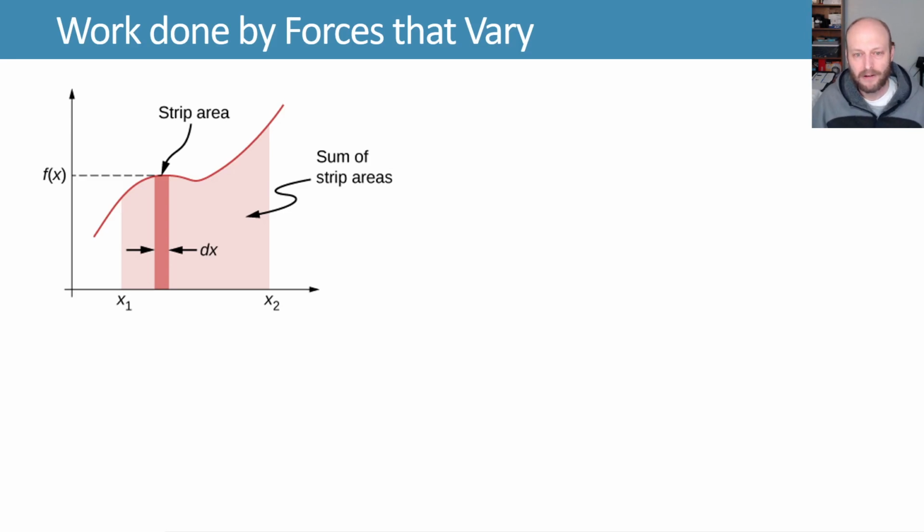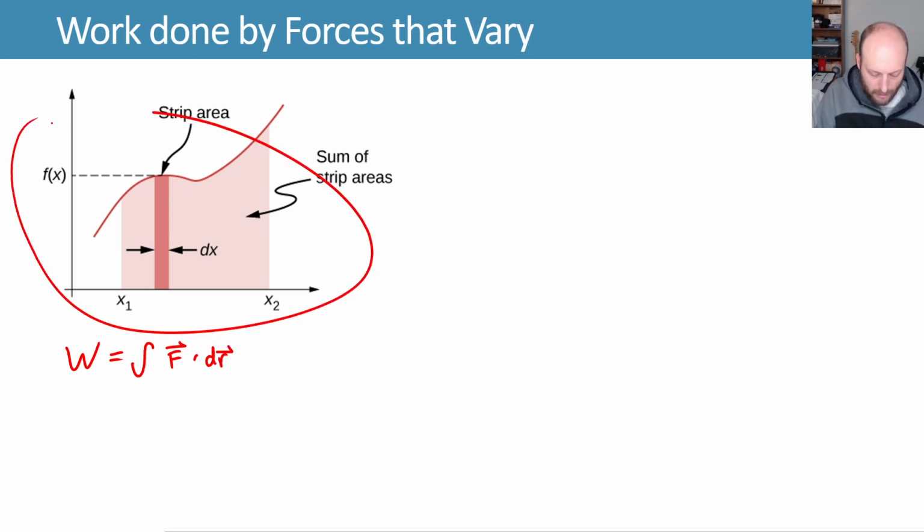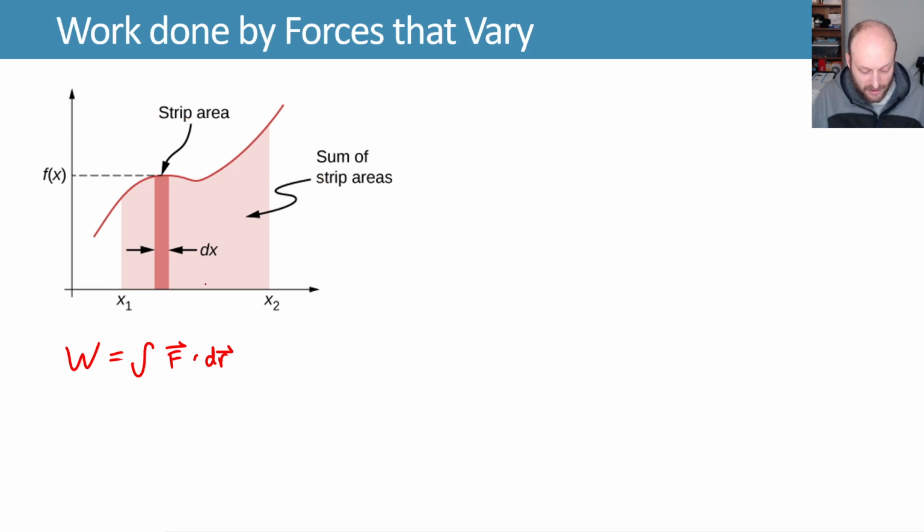When forces vary, we'll use the integral form of work to calculate work. That means that work is the integral of F dot dr. Here, with just an x position, we can simplify that for one-dimensional motion and say we can integrate from my initial x to my final x of F as a function of x with respect to x.